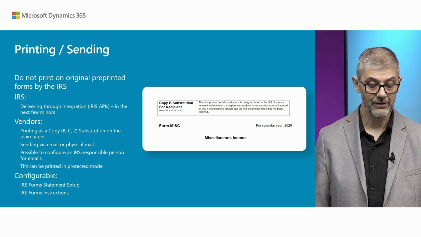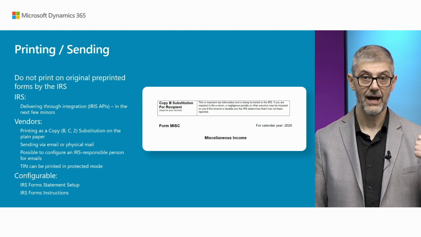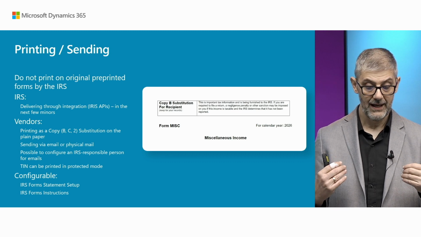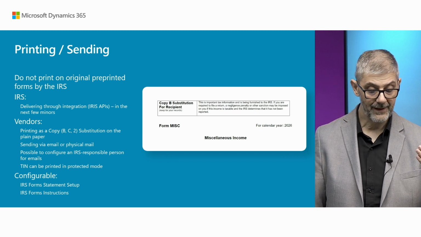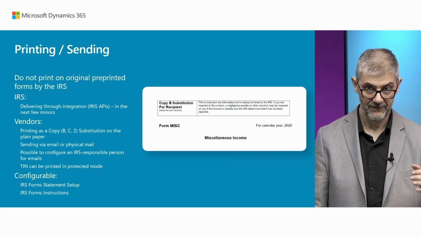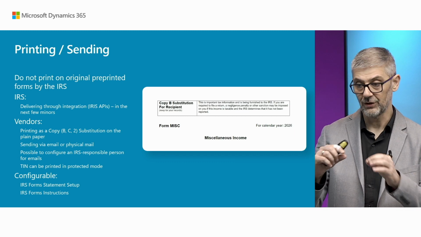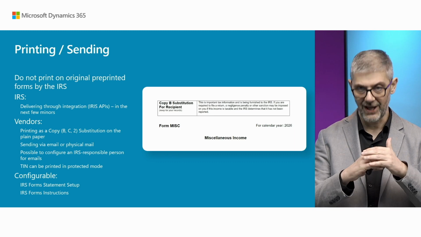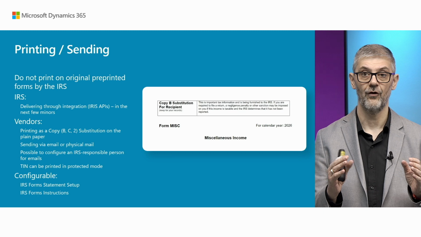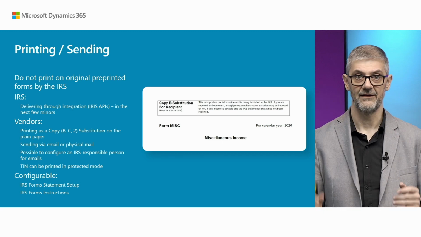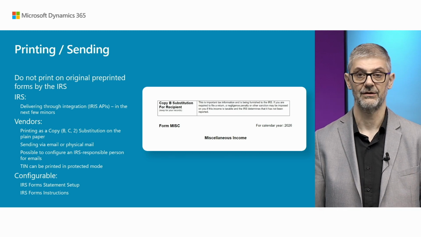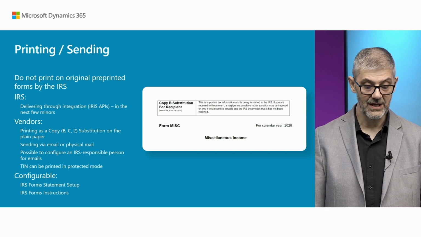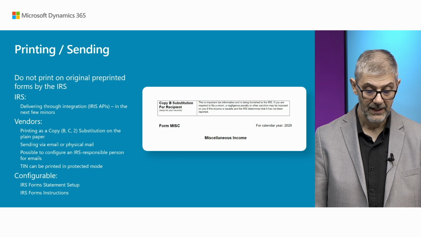And for vendors, you can print copy B and 2. C is for you, but again on plain paper as a substitution. With all details we have in the original, even all these instructions, you will see Arthur will show you how to configure instructions. So everything is there, everything we have on the original form. The design is a bit different, but everything that exists in the original form will be printed there. After that you can send via email or physical mail.